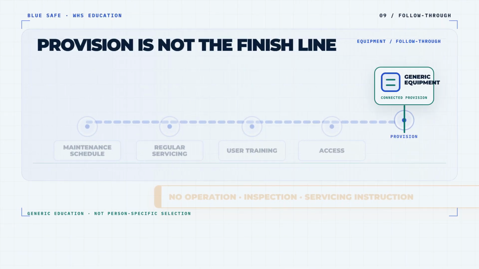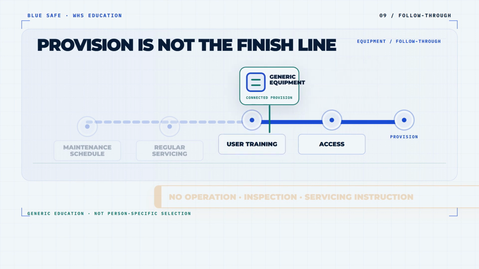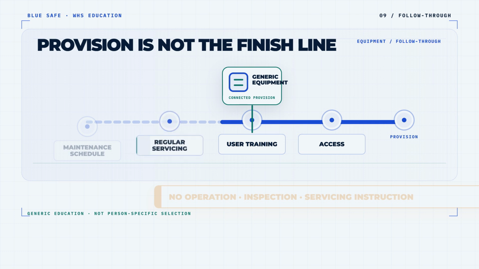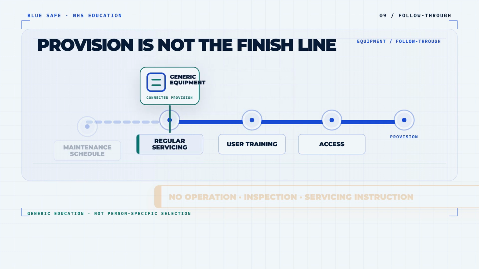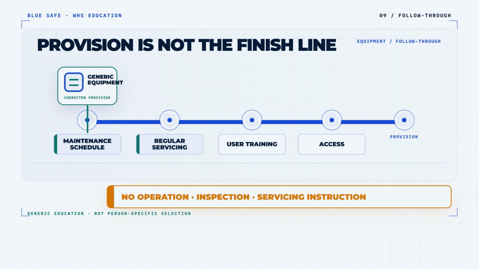Putting equipment in a workplace is not the end of the approved message. The claim links the equipment with user training and a maintenance schedule, as well as regular servicing and ready access. This video does not provide technical operation, inspection or servicing instructions. It shows why equipment, access, training, and maintenance remain connected.